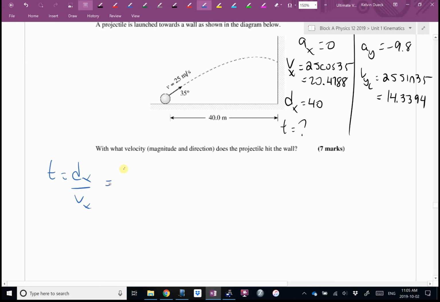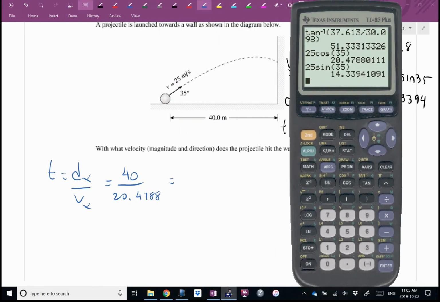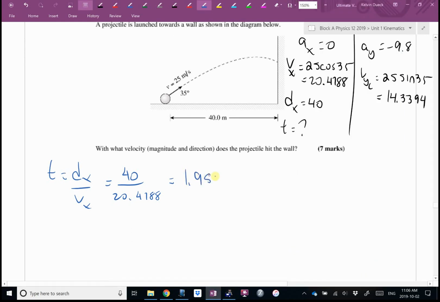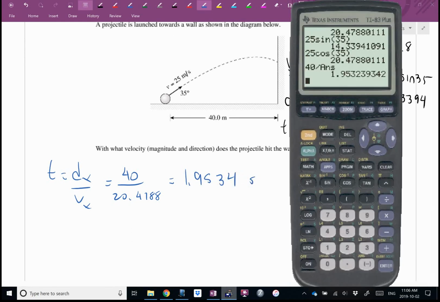So you're telling me it's going to be 40 divided by 20.4788. It's going to be really close to 2 because it's almost 40 divided by 20. You know what? I'm going to bring back that cosine value and just store it on my calculator so I can go 40 divided by, answer button. Like I said, it's going to be really close to 2. Because I'm using this value, I'm going to carry some extra sig figs. So 1.9534. 1.95324, Mr. Dueck.